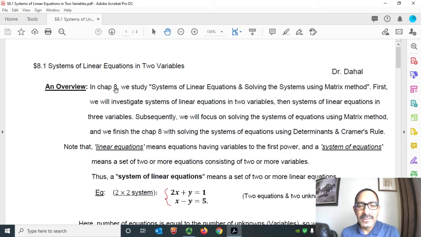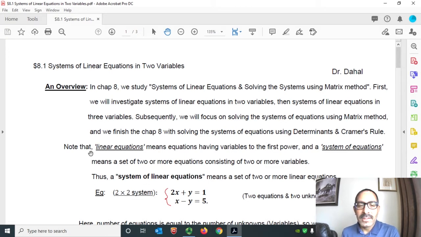In chapter 8, we study systems of linear equations and solving the system using the matrix method. First, we will investigate systems of linear equations in two variables, then systems of linear equations in three variables. Subsequently, we will focus on solving the systems of equations using matrix method, and we will finish chapter 8 with solving the systems of equations using determinants and Cramer's rule.